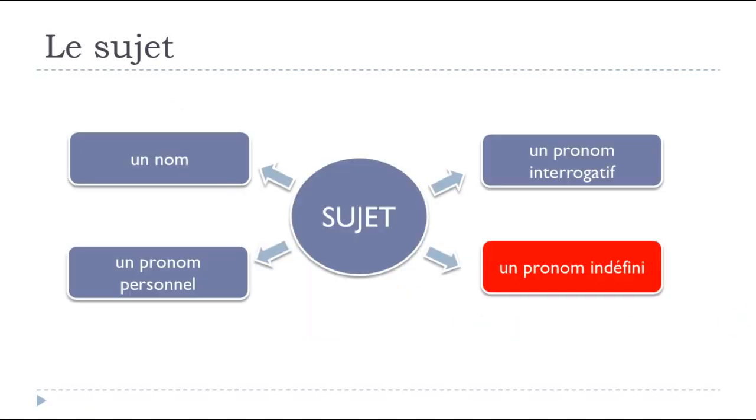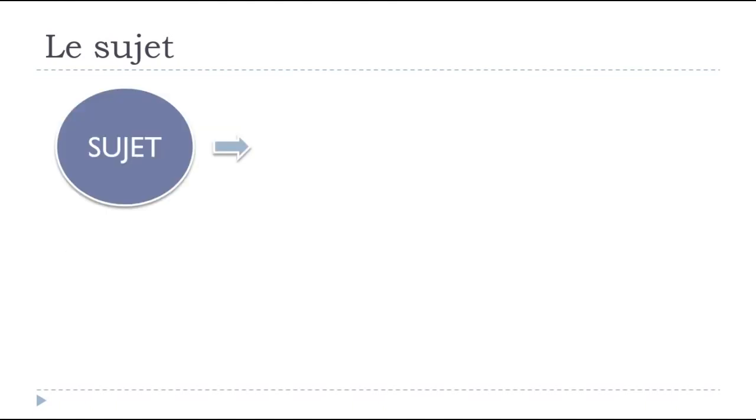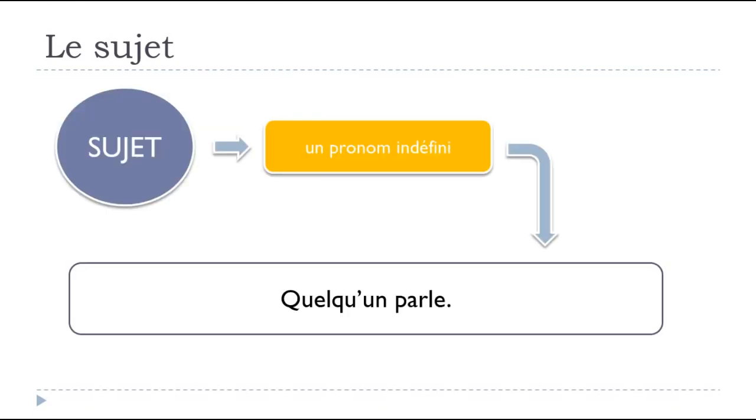And the last one will be un pronom indéfini. It's also quite useful. I just wanted to make a simple sentence as well to make it clear. Same verb, parler, to talk, and then quelqu'un, someone or somebody. Okay? And in that case, quelqu'un parle, somebody is talking, someone is talking, and you can see quite easily that quelqu'un is the subject of the sentence.